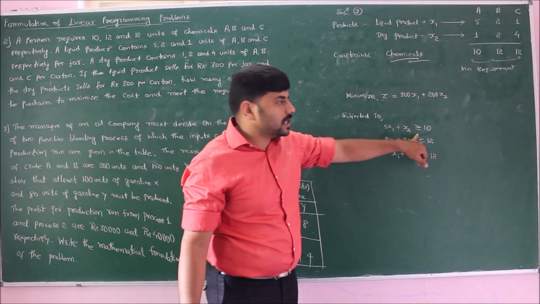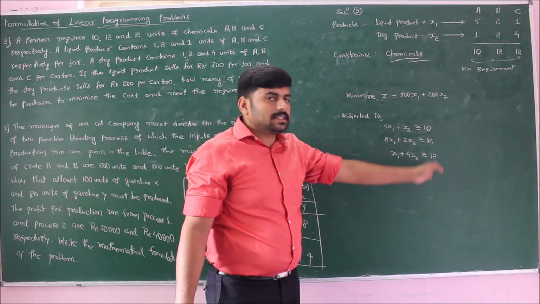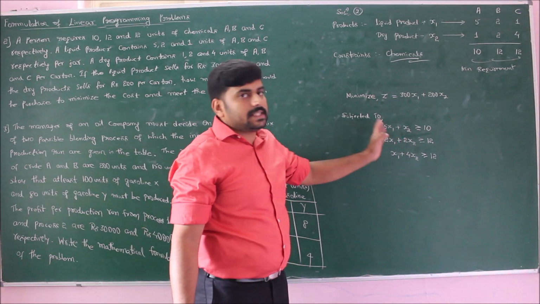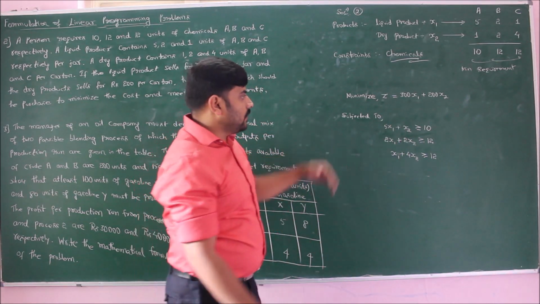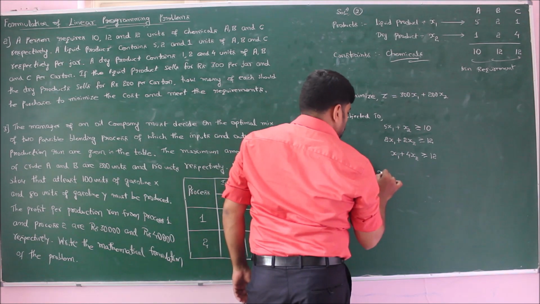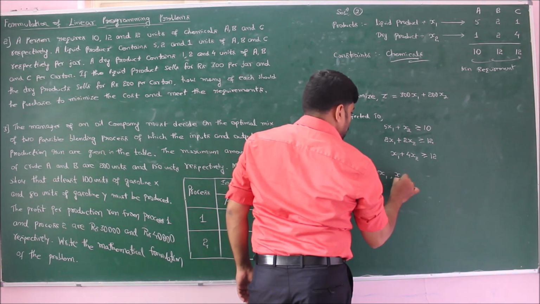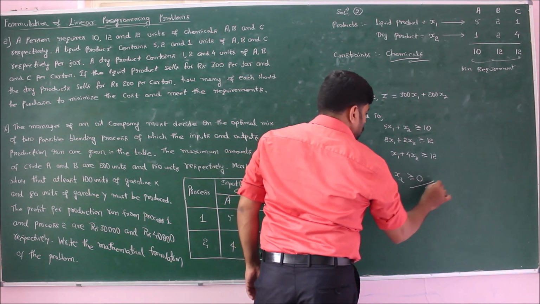Why am I using greater than or equal to? Because the RHS is the minimum requirement, so the LHS should exceed the requirement. And finally, the positive constraint is that the variables must be positive, that is X1 and X2 should be greater than or equal to 0.